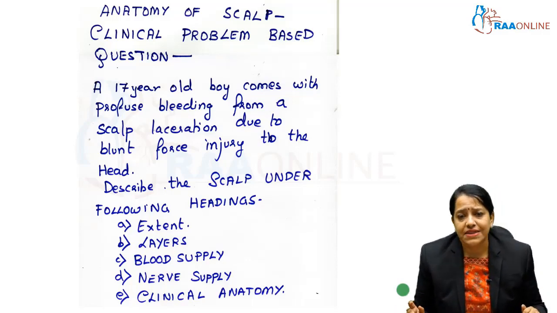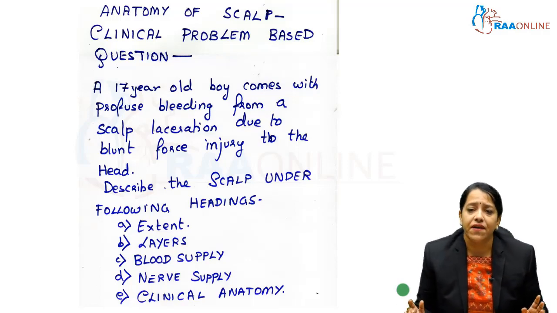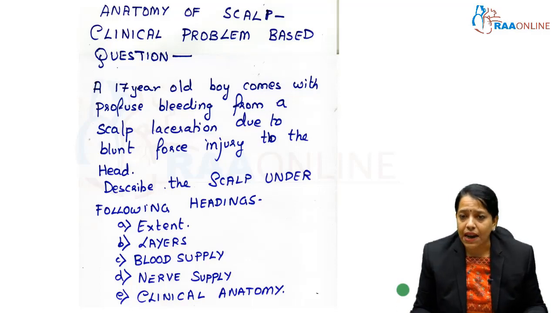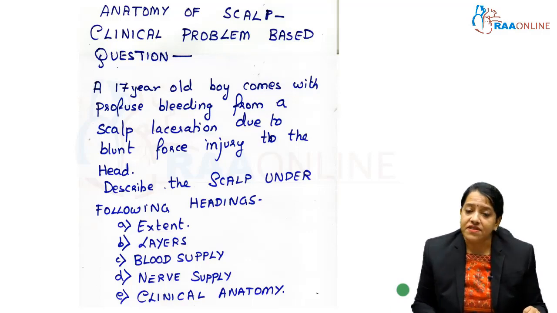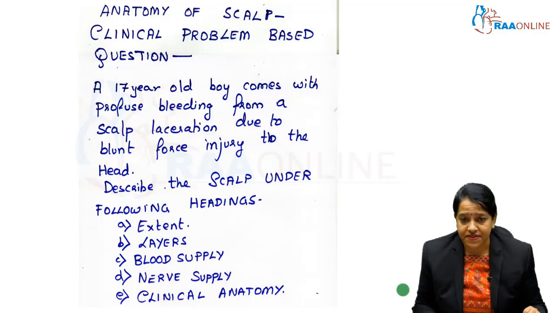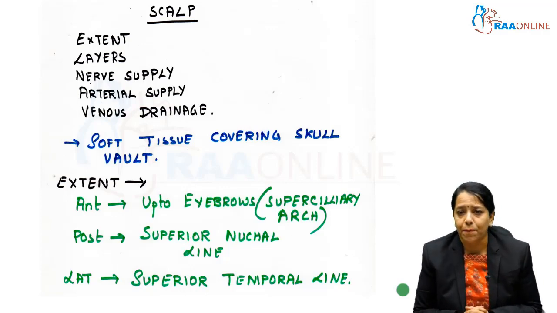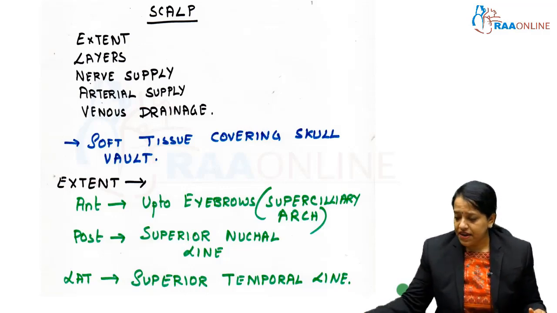Describe the scalp under the following headings. The main headings under which you will be writing the scalp essay are extent of the scalp, the layers of the scalp, the blood supply, the nerve supply, the clinical anatomy. Clinical anatomy becomes a very important part in the scalp, because the scalp anatomy is a little different from other anatomy. Now let's move ahead and start with the question answer per se and the extent of the scalp. These are the main topics under which we will be discussing the scalp.